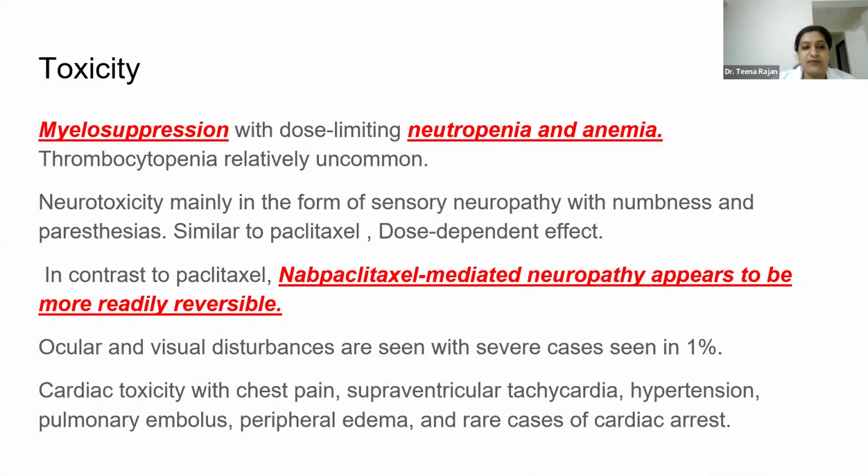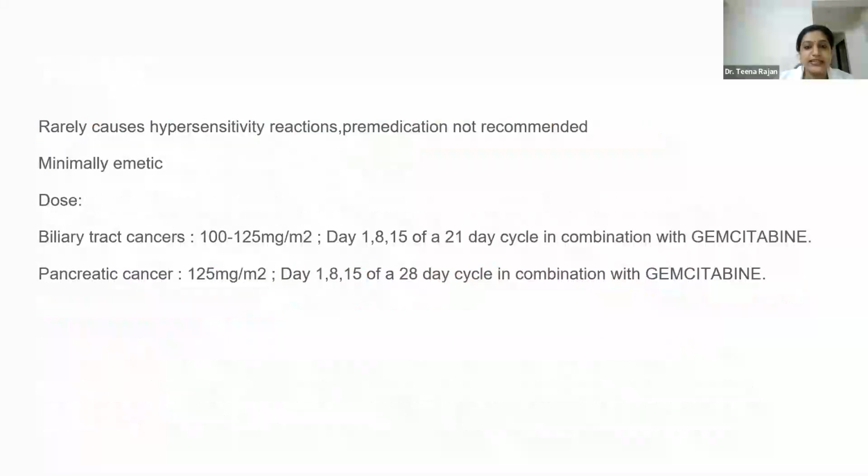Coming to the toxicity, myelosuppression is the dose-limiting toxicity of nab-paclitaxel also, mostly neutropenia and anemia, and very less commonly you see thrombocytopenia. Neurotoxicity is also seen as with conventional paclitaxel, but the difference is that nab-paclitaxel mediated neuropathy appears to be more readily reversible. Certain rare toxicities like ocular visual disturbances can be seen, and certain arrhythmias also have been precipitated. It rarely causes hypersensitivity reactions, so pre-medication is not recommended, and it is a minimally emetogenic drug.